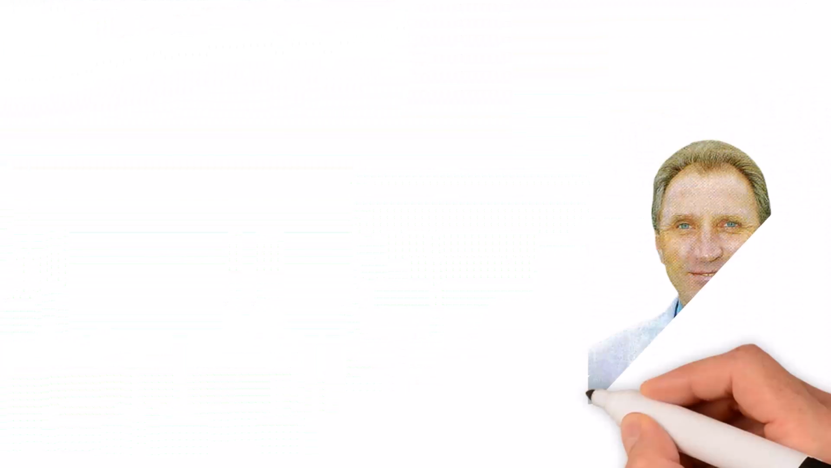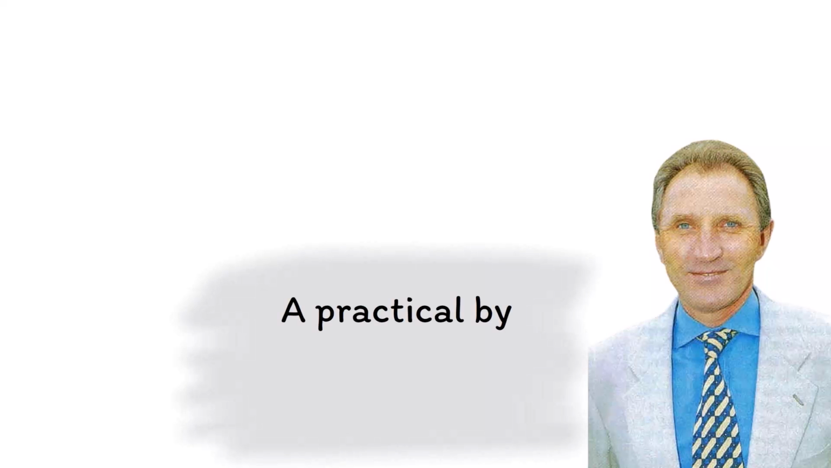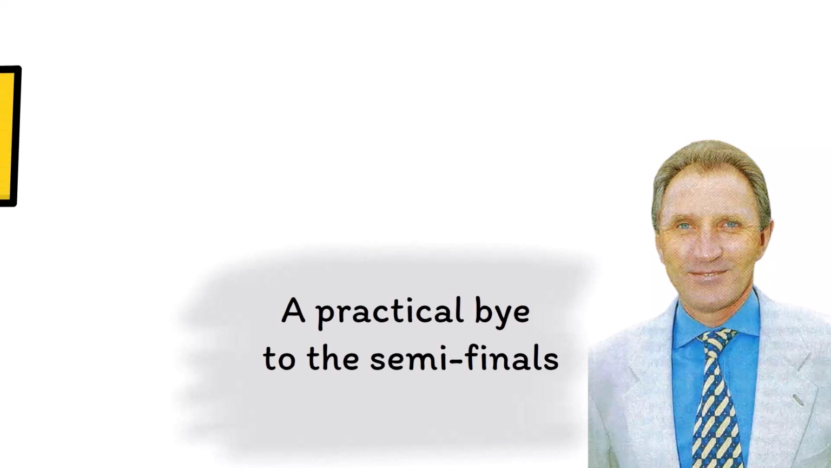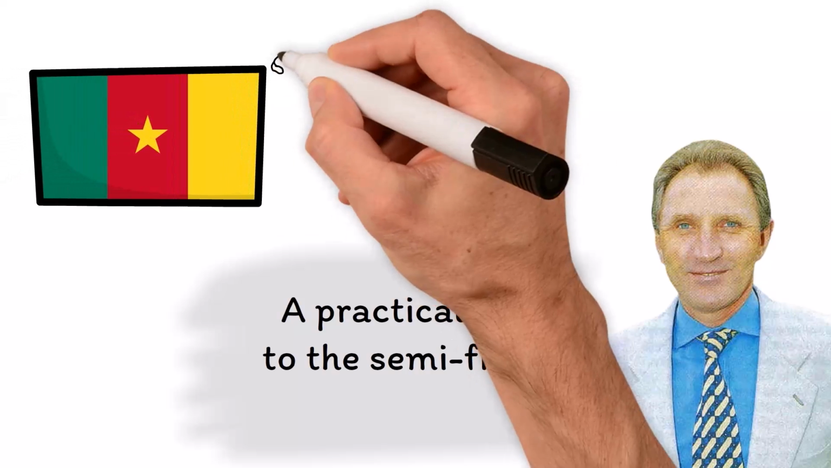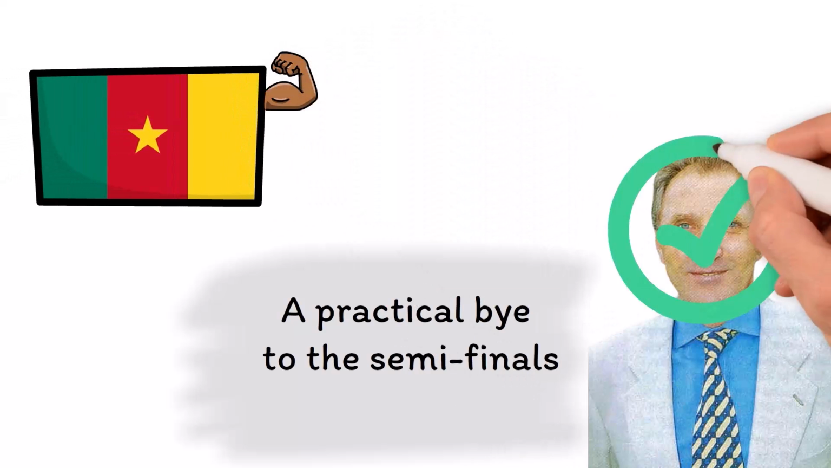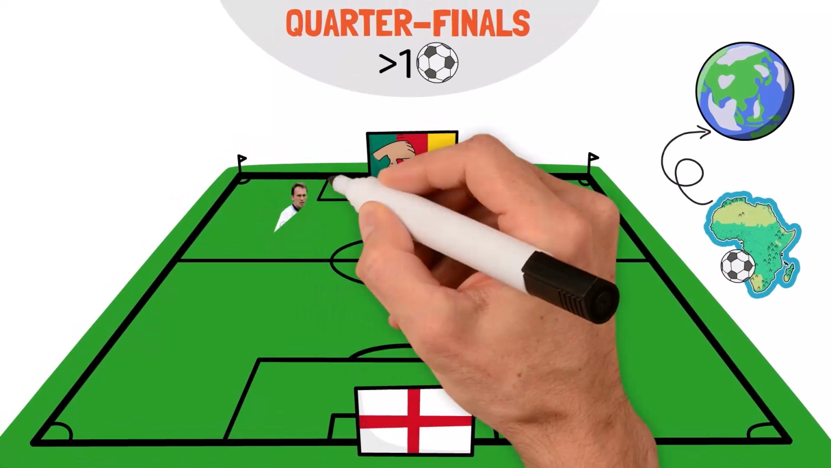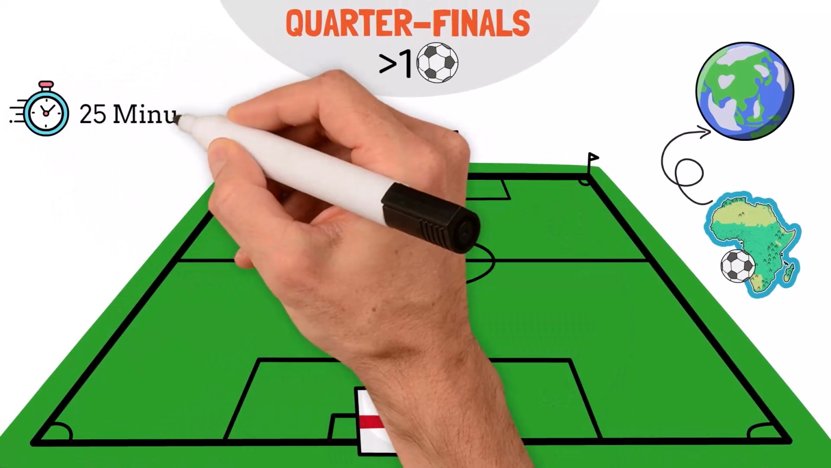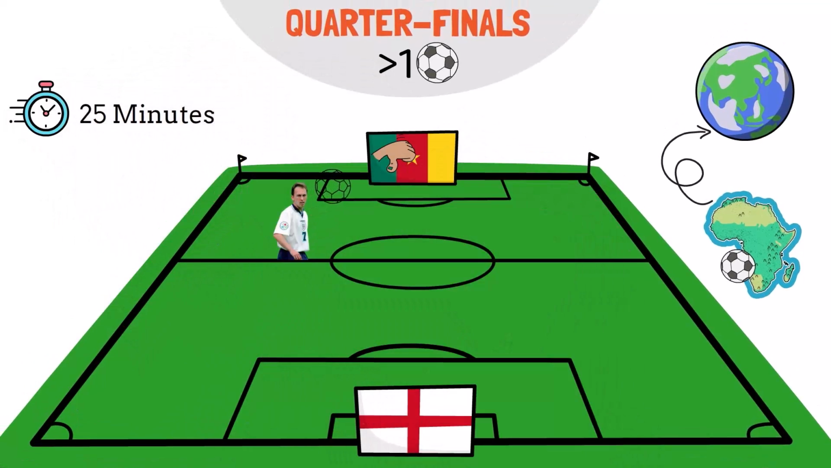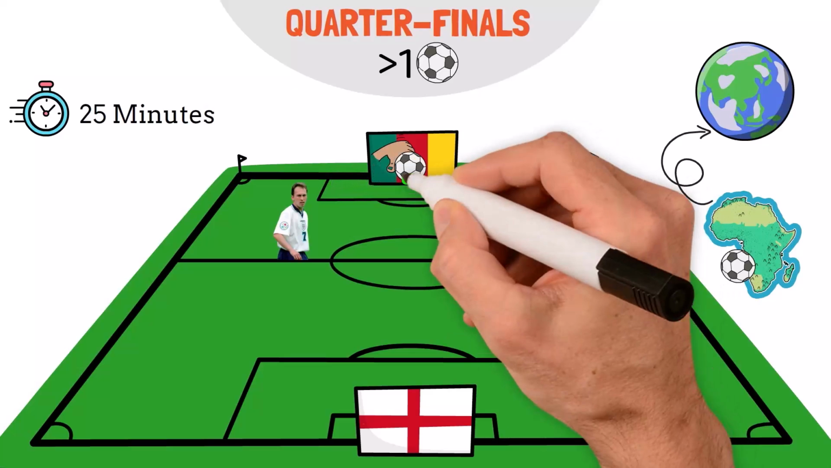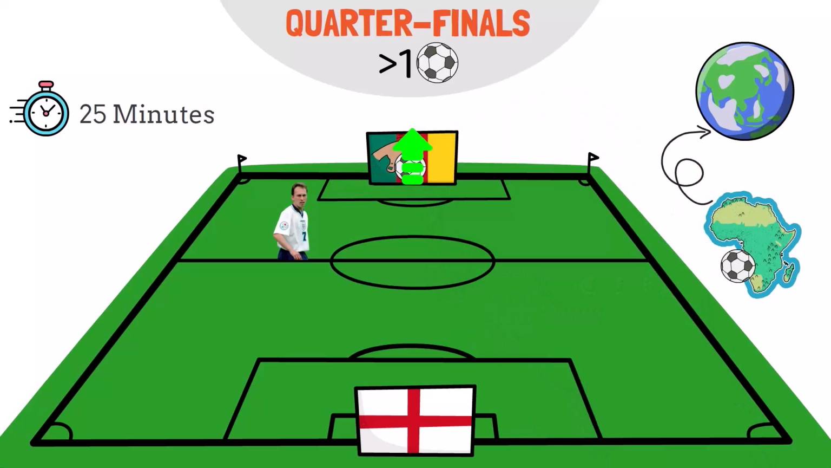Then Leeds manager Howard Wilkinson, who was scouting for the English FA, told England players that this was a practical bye to the semi-finals. Despite Cameroon making a competitive start to the game, Wilkinson's prediction seemed to be correct, as David Platt put England ahead after 25 minutes with a free header. But Cameroon did not drop their heads, but played well and created chances.